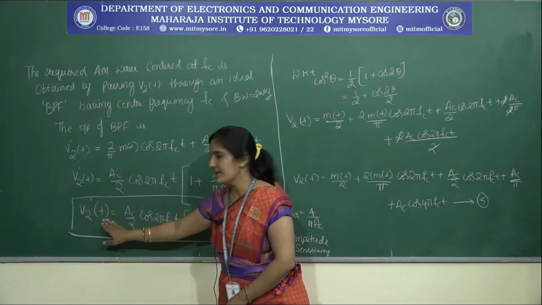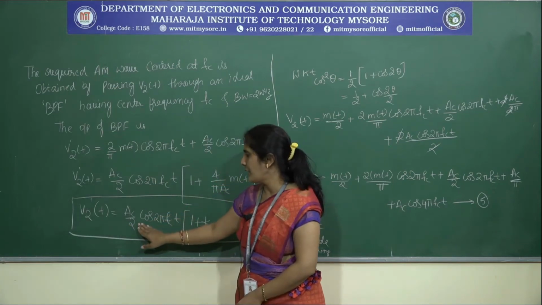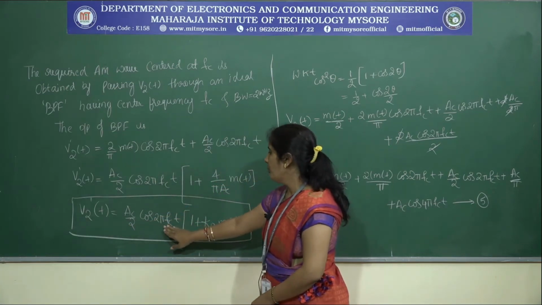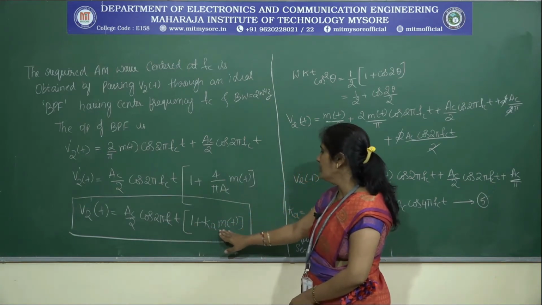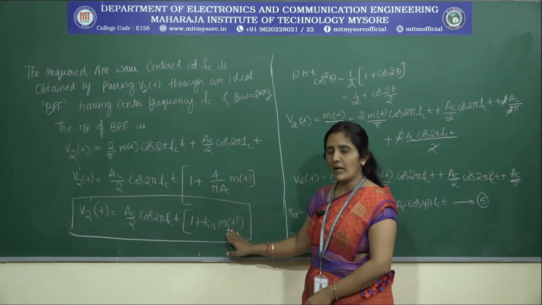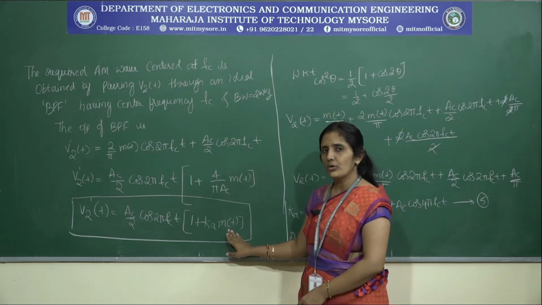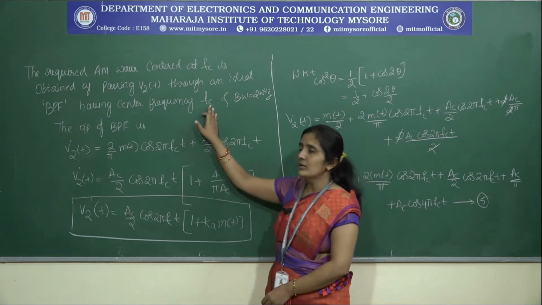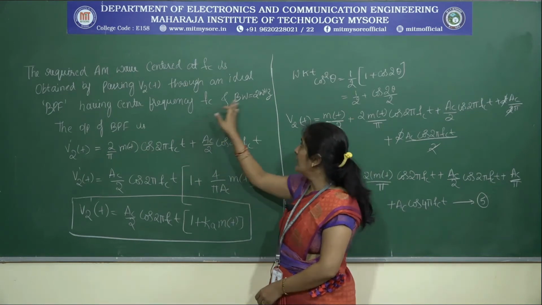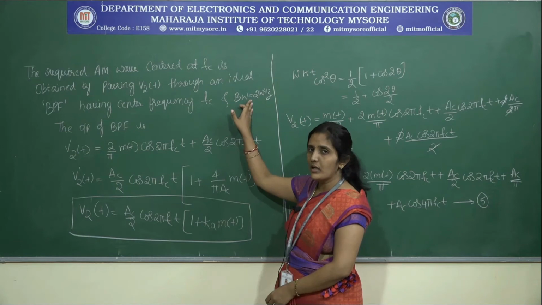So here V2 dash of t is equal to AC divided by 2 cos 2 pi Fc t into 1 plus Ka into m of t. So this is the final equation we are going to get at the band pass filter after considering the center frequency Fc and the bandwidth of 2 omega hertz.